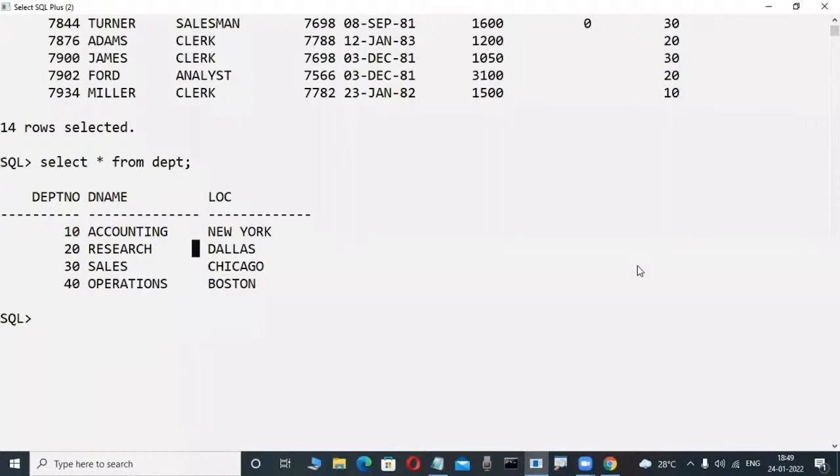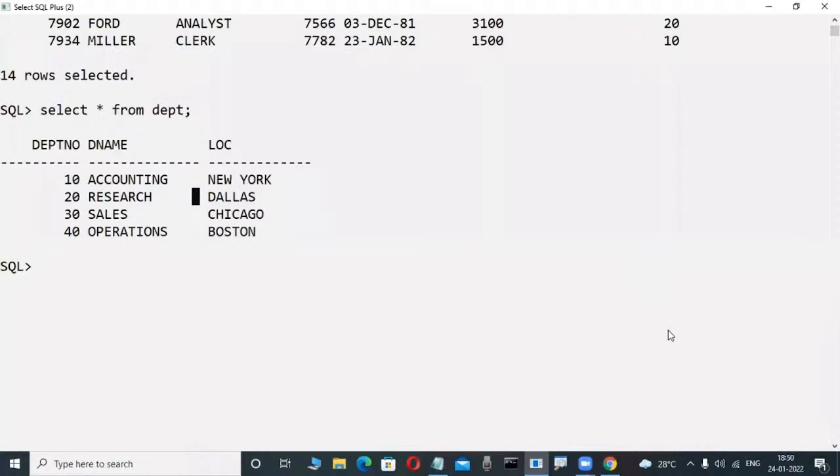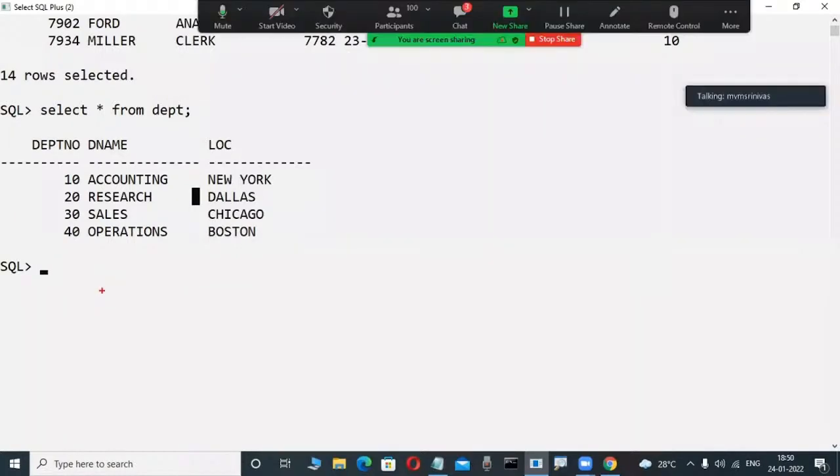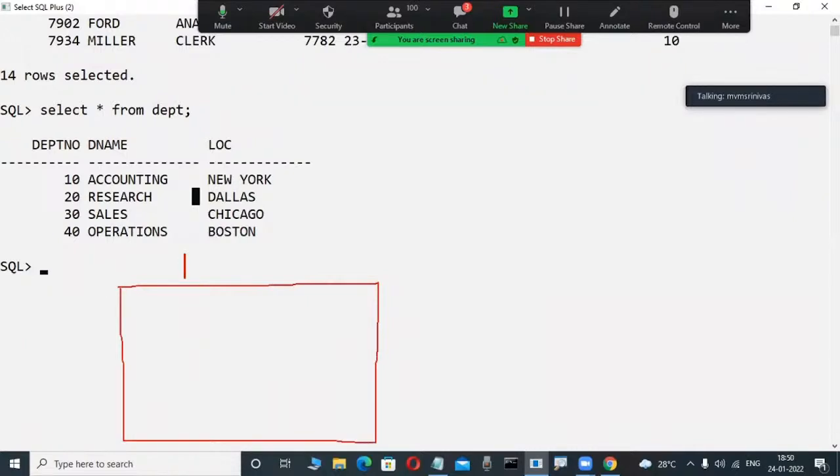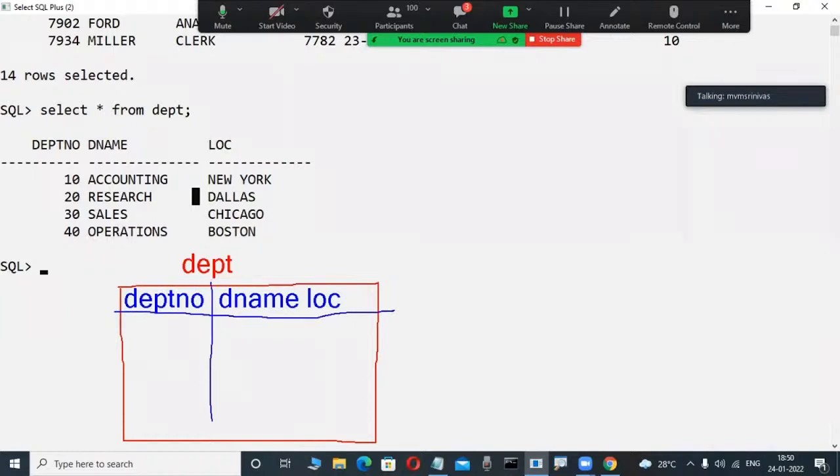And now check it out. Why master and child? How can I create them? I will tell you first. Observe it here, slowly. Observe for 2 minutes, and it is easily understandable. Suppose this is a DEPT table, as Oracle Corporation gives. In this DEPT table, 3 columns are there: DEPT number, D name, location. Okay, fine. Slowly observe here. These are the 3 columns available.